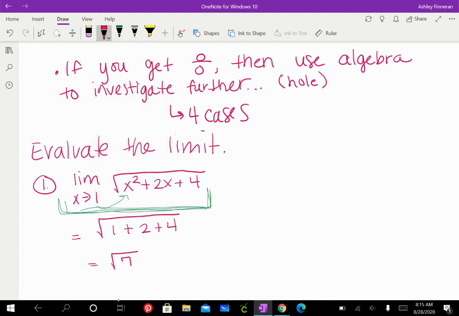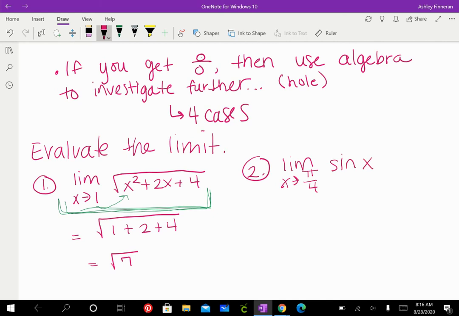All right, number 2, I want to find the limit as x approaches pi over 4 of the sine of x.